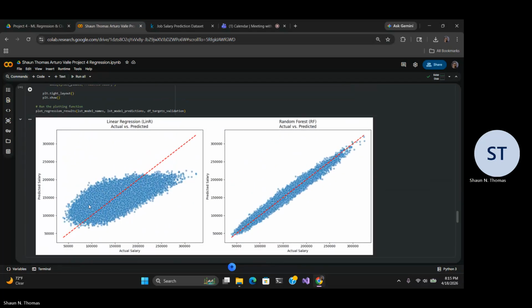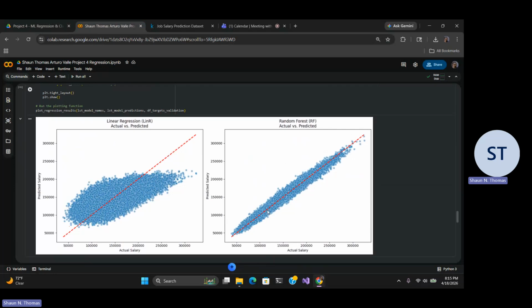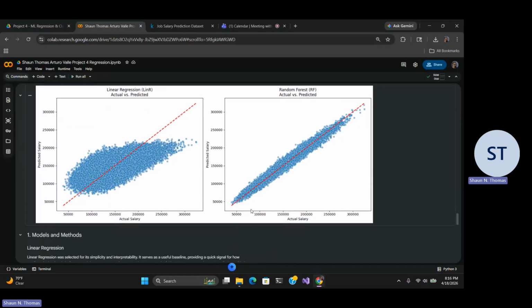And then here we have these two graphs. Again, this is the predicted line right here. So if the dot is on the red line, it's predicted perfectly, pretty much. As you can see here, the predictions are a lot more accurate on the random forest compared to the linear regression model.